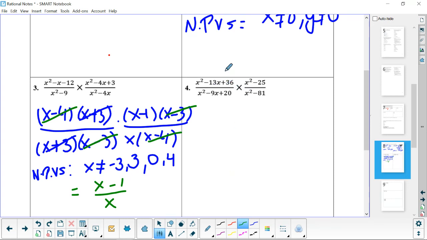In question number 4, in the first rational expression, we have a quadratic equation in the numerator and another quadratic equation in the denominator. And for the second part, we have a difference of squares because x squared minus 25 is actually equal to x squared minus 5 squared, and we can apply the difference of squares here. And same thing here, x squared minus 81 can be written as x squared minus 9 squared because 81 is a perfect square and can be written as 9 squared, and we can apply the difference of squares formula here. So let's simplify this.